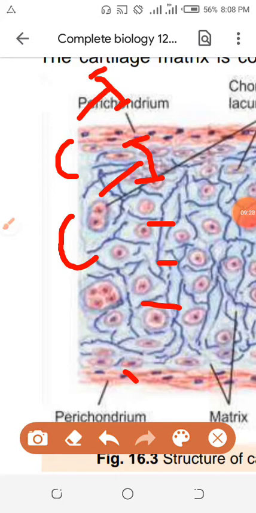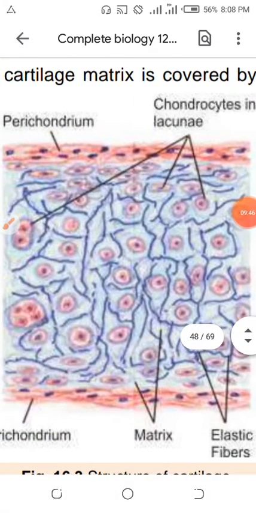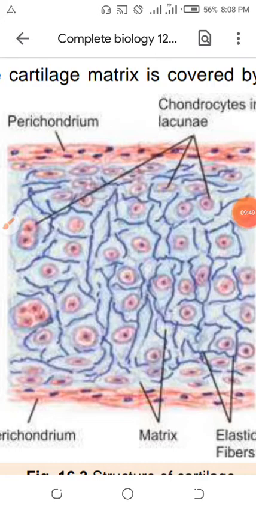Now backbone means our vertebral column, 33 vertebrae, which has gaps. Those gaps consist of soft skeleton cartilage, which consists of cavities, lacunae, and the cavities consist of living cells, chondrocytes, and perichondrium is the outermost covering of the cartilage. Perichondrium. What is the outermost part of the bone?